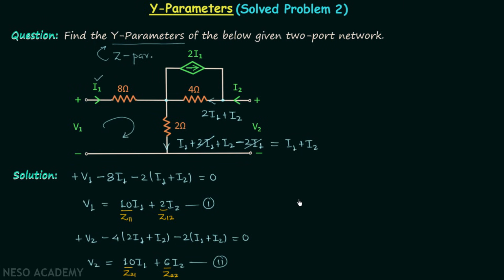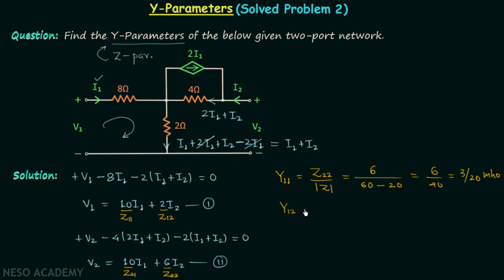And now we will obtain the Y parameters, and we know Y11 is equal to Z22 divided by the determinant of the impedance matrix. Z22 is equal to 6, so we have 6 divided by the determinant, which is 10 multiplied by 6 minus 10 multiplied by 2. 10 multiplied by 6 is 60 and 10 multiplied by 2 is 20. So finally we are getting 6 divided by 40, which is 3 divided by 20, and the unit will be mho.